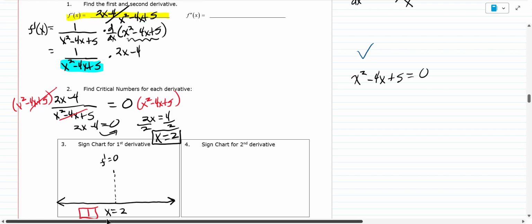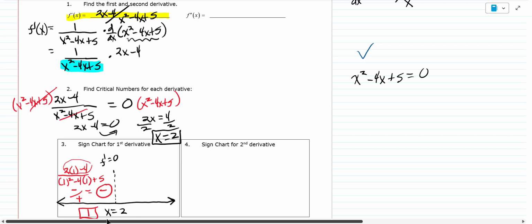So plug into the first derivative, which is what I have highlighted in yellow. So 2 times 1 minus 4 over 1 to the second minus 4 times 1 plus 5. You can do a lot of this in your head, you really can, but you can use your calculator also. The way I look at this is the numerator is negative. I can do that in my head. The denominator is positive, so we get a negative result from that test point.